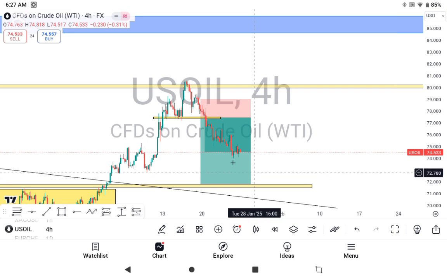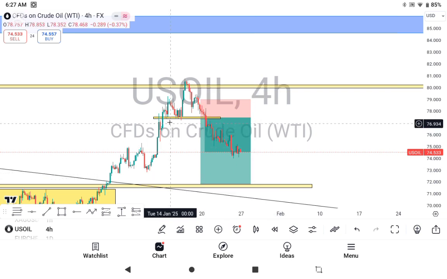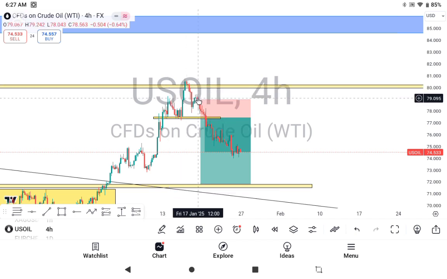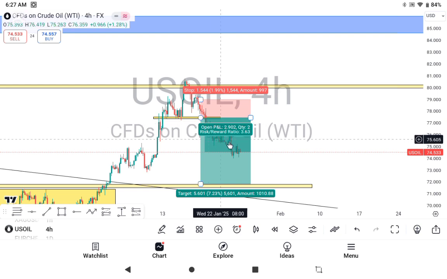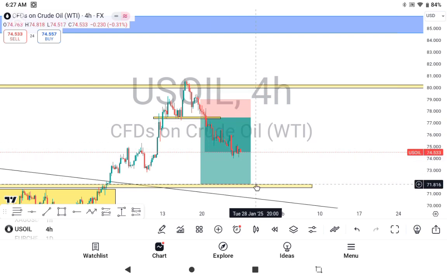So now this was the neckline of the head and shoulders. This is the left shoulder. This is the head right here, and this is the right shoulder. And the neckline has been broken, and US oil price is melting down to this level right here.